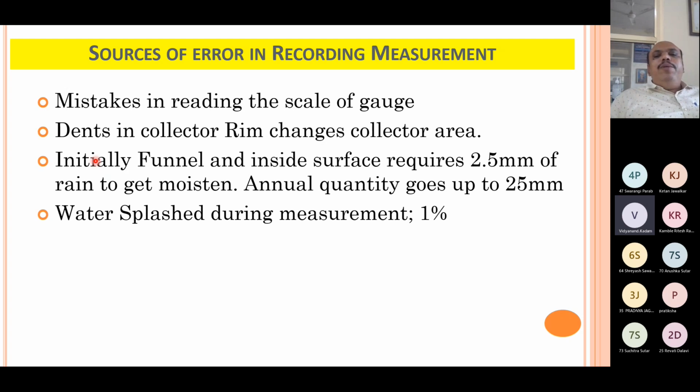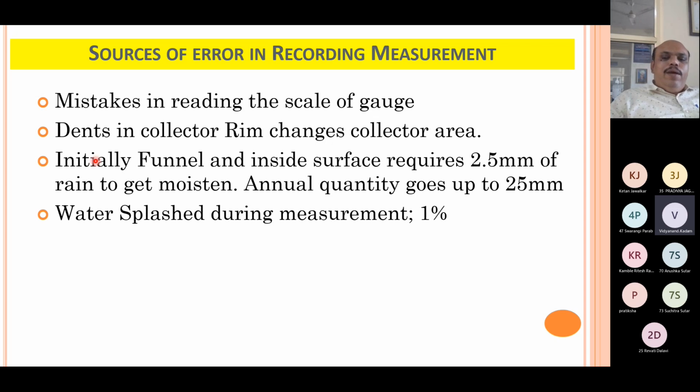Water splashed during measurement. In the non-recording type, we know that the receiving bottle is removed and the rainwater is poured into a measuring cylinder, a glass measuring cylinder. During that, some water may be splashed out. So due to that, 1% of error occurs.